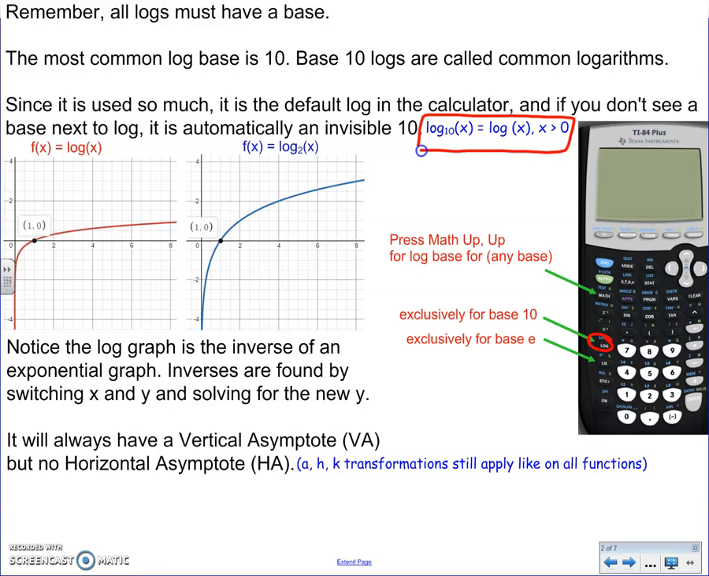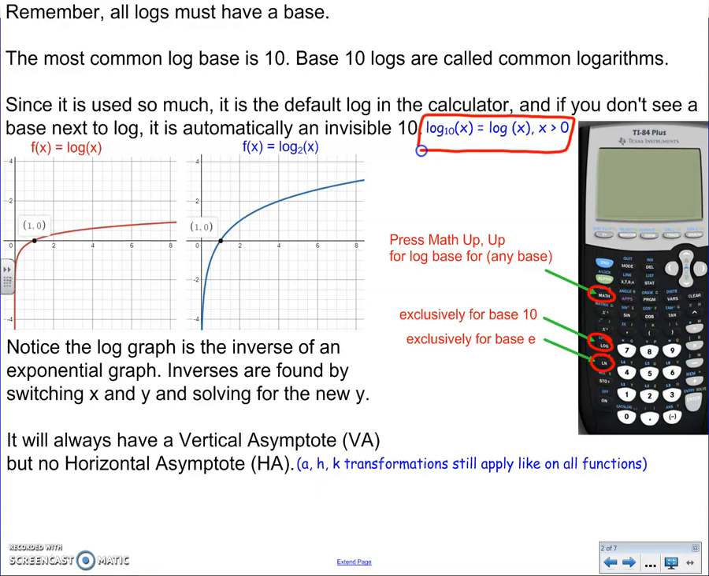Underneath that, they have ln, that is exclusively used for base e. And when we want any base, make sure you press the math button, press up, go to log base, and you type in whatever base you want. On the left, I do have the graph of f of x equals log base 10 of x, again the 10 is invisible. And next I have f of x equals log base 2 of x.